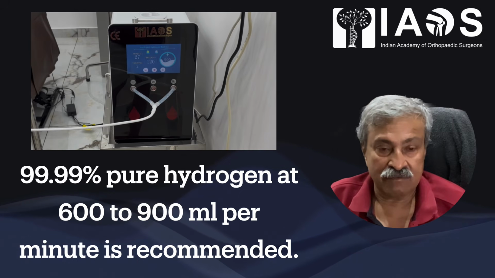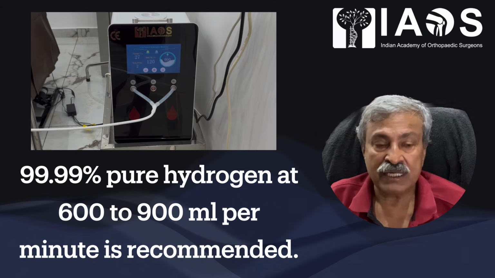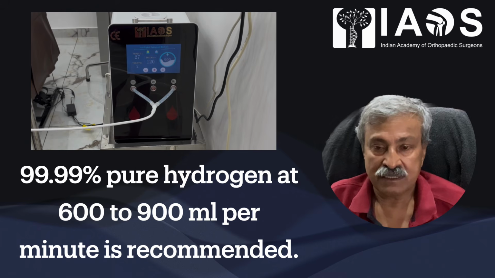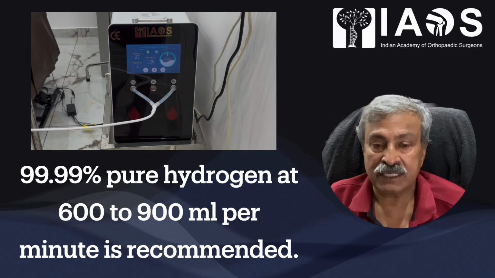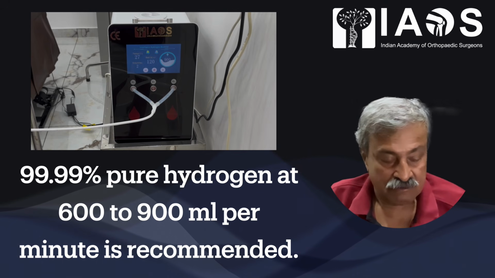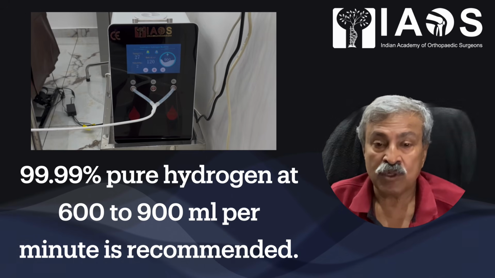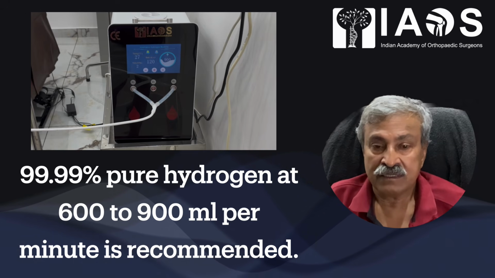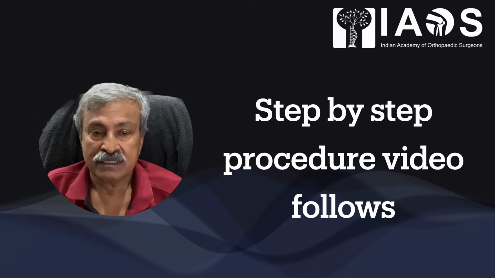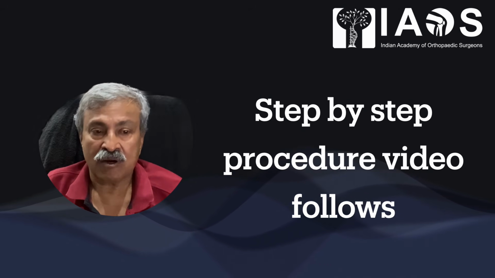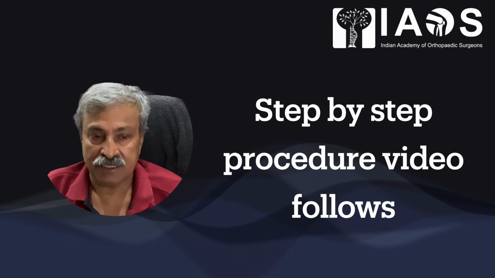For inhalation, we need to inhale 99.99% pure hydrogen at 600 to 900 or even 1200 ml per minute. Tiny machines of 150 and 300 ml per minute are not very useful and not very effective. They are meant for more prolonged inhalation overnight to be used by the patient at home. So, a big powerful machine is needed. This is a step-by-step video of the complete procedure done on my assistant as a demonstration.